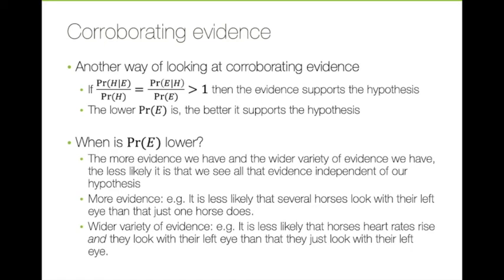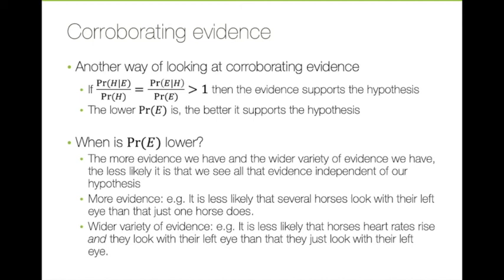Well, the more evidence we have, and the wider variety of evidence we have, the less likely it is that we'll see all of that evidence independent of our hypothesis. So let's take an example of more evidence. It's less likely that we see several horses all look with their left eye than it is that we see just one horse do that. So there we have more evidence, and together they have a lower probability of happening.